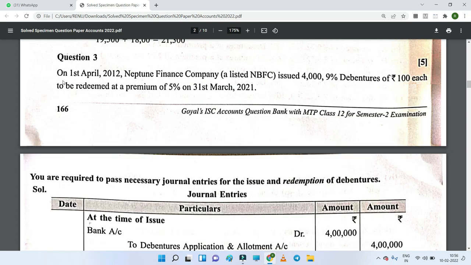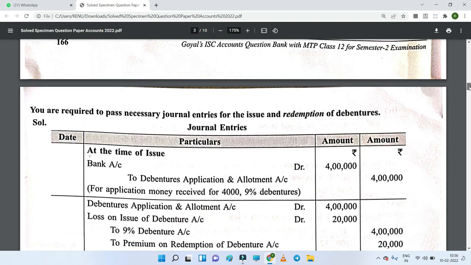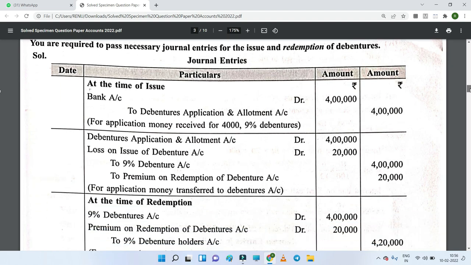Then question 3 says, on 1st April 2012, Neptune Financial Company, a listed NBFC, issued 4,000, 9% debentures of rupees 100 each, to be redeemed at a premium of 5% on 31st March 2021. So this has been issued at a premium of rupees 5. Here we are required to pass the journal entry for issue of debentures.